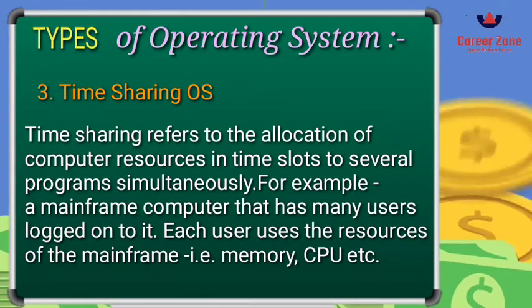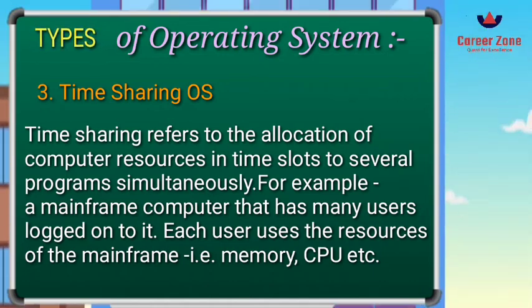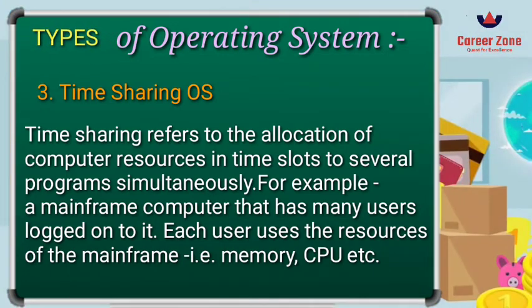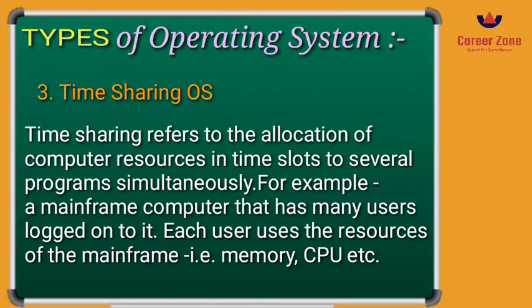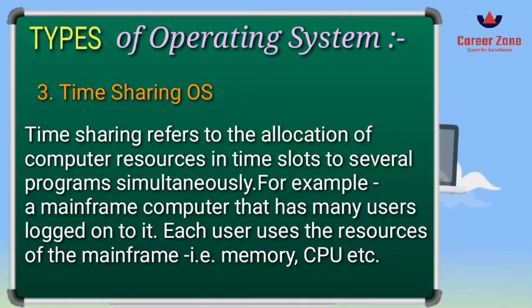Now examples of time sharing operating systems are BSD, Unix and Genie. There are many other examples given in your book, you can see. So these basically follow the time sharing technique for the execution of different types of tasks given by the user at the same time.